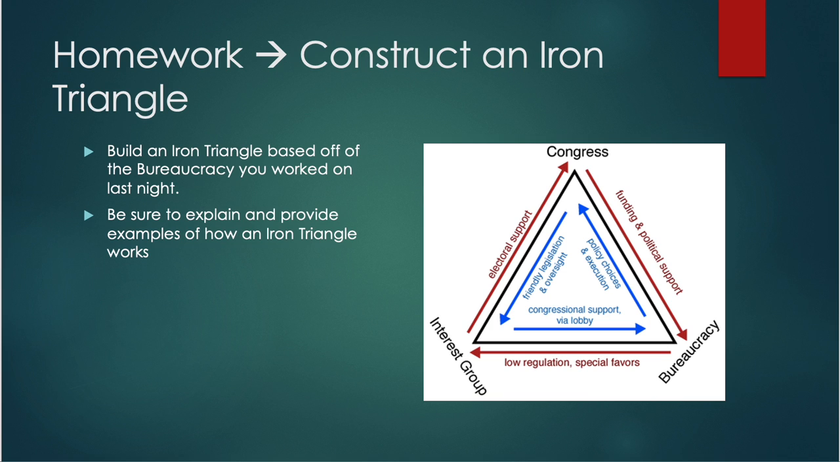So your goal then is to create your own iron triangle. You're going to use the bureaucracy that you chose in the previous homework assignment and find and connect a committee or subcommittee that is related to that bureaucracy, and also find an interest group that is related to that bureaucracy. And you have to provide examples and an explanation of how they work together. Be specific, don't be vague. Be specific on your interest group, your committee, and your bureaucracy and how they work together, both ways. Use the instructions in Schoology to help you do that.